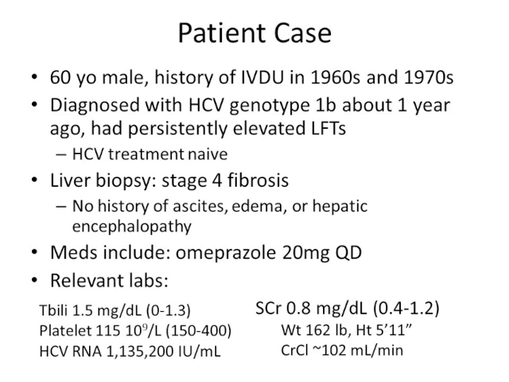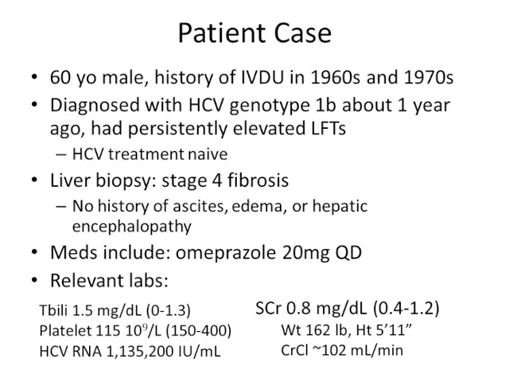Okay, so now I'm going to go through a patient case just to give you a sense for what we think about. This is a 60-year-old male with a history of IV drug use in the 1960s and 1970s, and he was diagnosed with hepatitis C genotype 1B about a year ago. He had persistently elevated LFTs, but remember, he didn't need a reason to be tested for hepatitis C. He was born between 1945 and 1965, so he should have been tested regardless of risk factors.